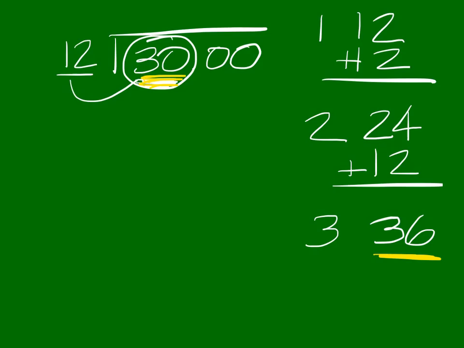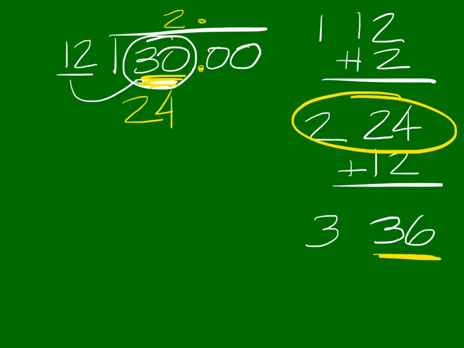Twice. You would put your 2 there. This is where the decimal point is at. What is 2 times 12? 24. There it is, right there. Okay, so we have to subtract. What is 30 minus 24? 6 is right.